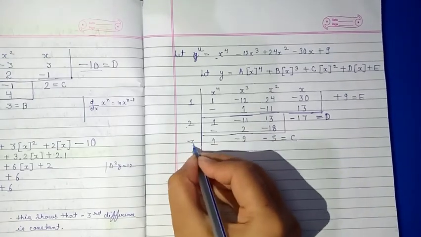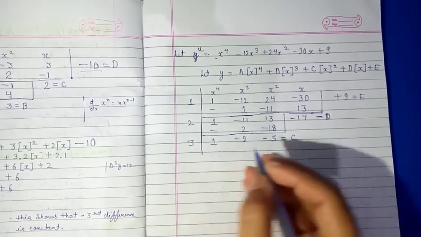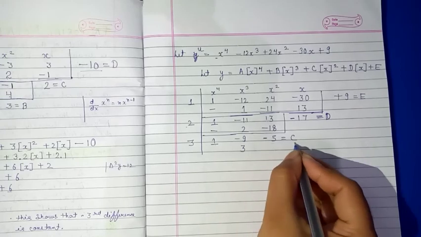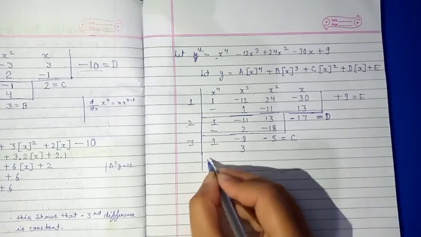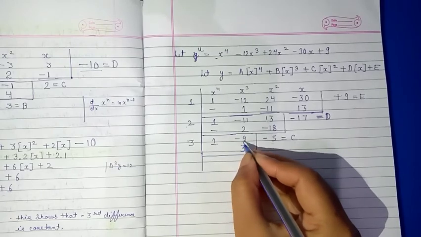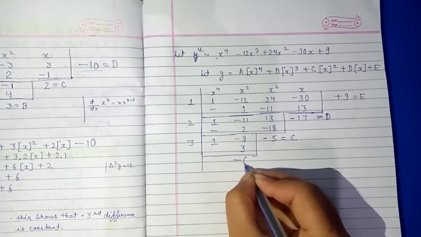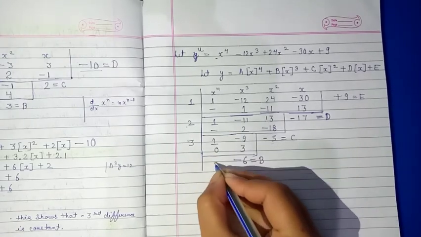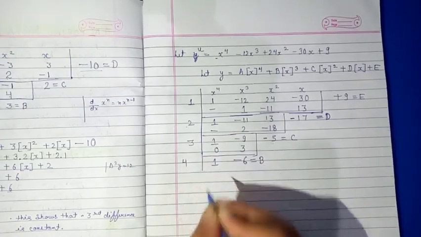Now again here we will write 3. 3 into 1 is 3. So here we will write 3. We will not write here because it is already treated as C. Now if you do the calculation of this, you will get minus 9, it will become minus 6, and this one is known as B. Here it is 0 and here it is 1. Here we will write 4.